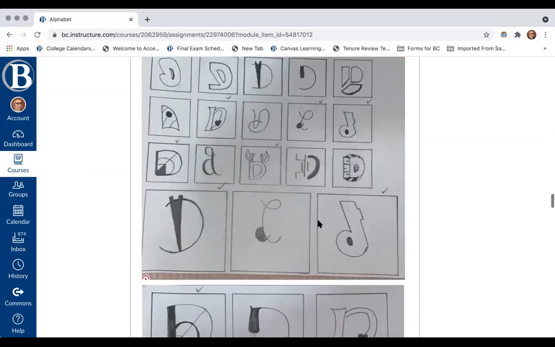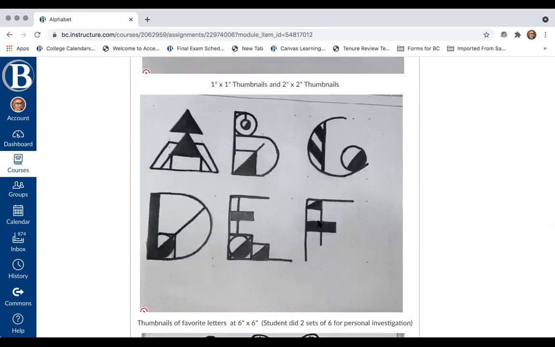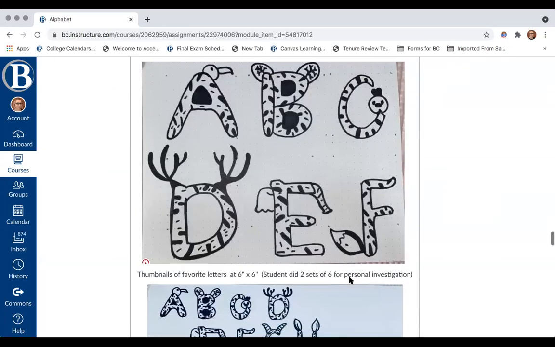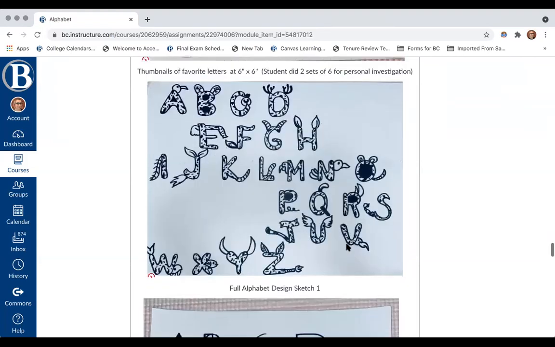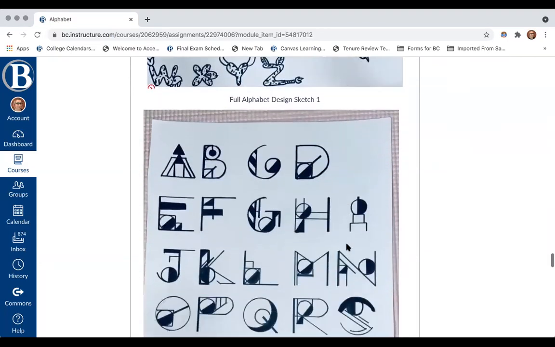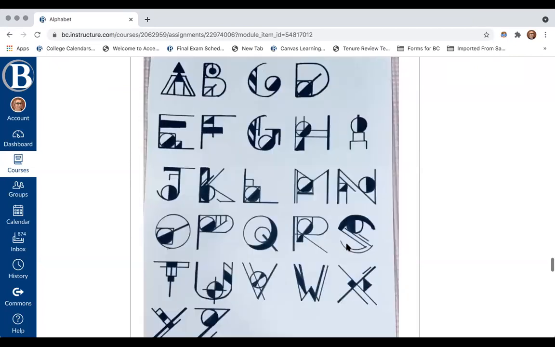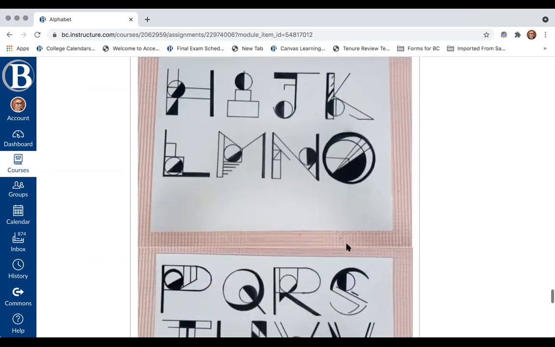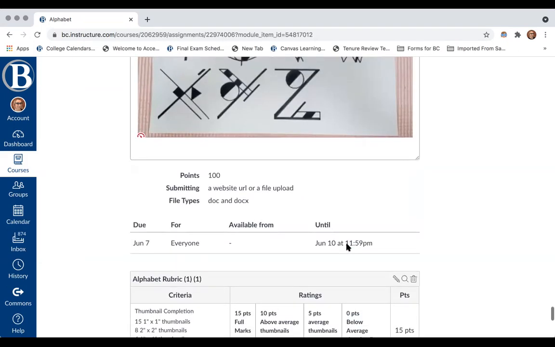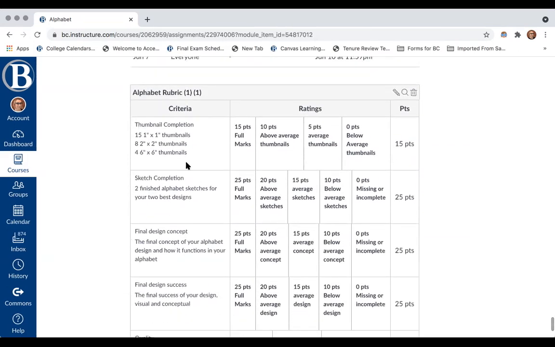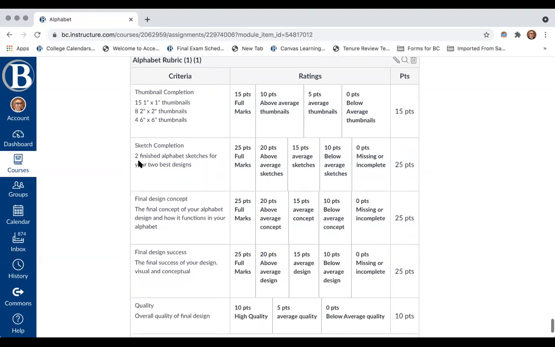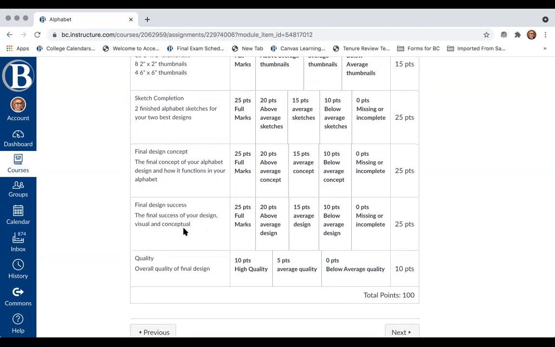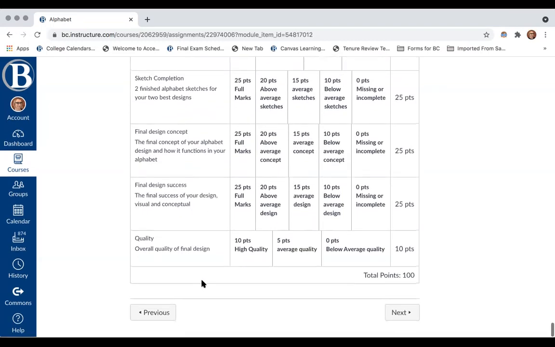Here's another one, lots of really nice thumbnails, really nice Art Deco text, fun animal-based text, lots of imagination. And then this is their final sketch and then their final design spread across 3 pieces of Bristol. So you're going to be evaluated on the completion of your thumbnails, the completion of your 2 finished alphabet sketches, the final design concept, the final design success, and the overall quality.